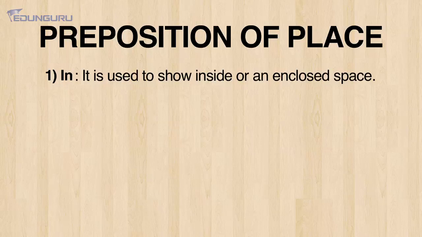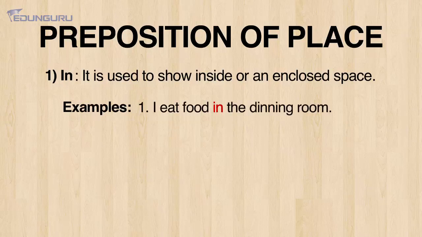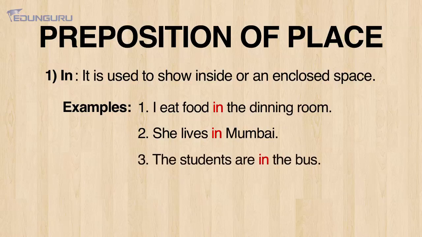So I hope that the usage is clear for the preposition of time. Now, let's move on to preposition of place. The first one in this is in. We use in to show inside or an enclosed space. For example, I eat food in the dining room. She lives in Mumbai. The students are in the bus.